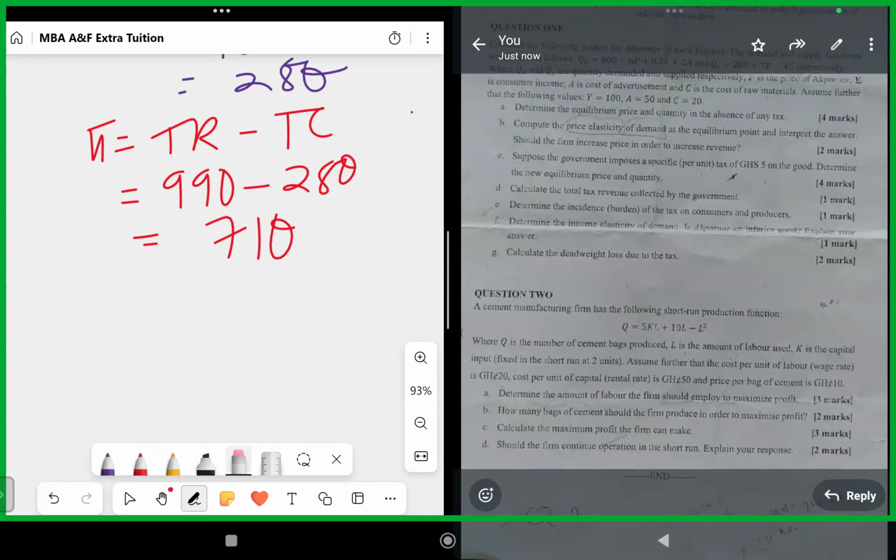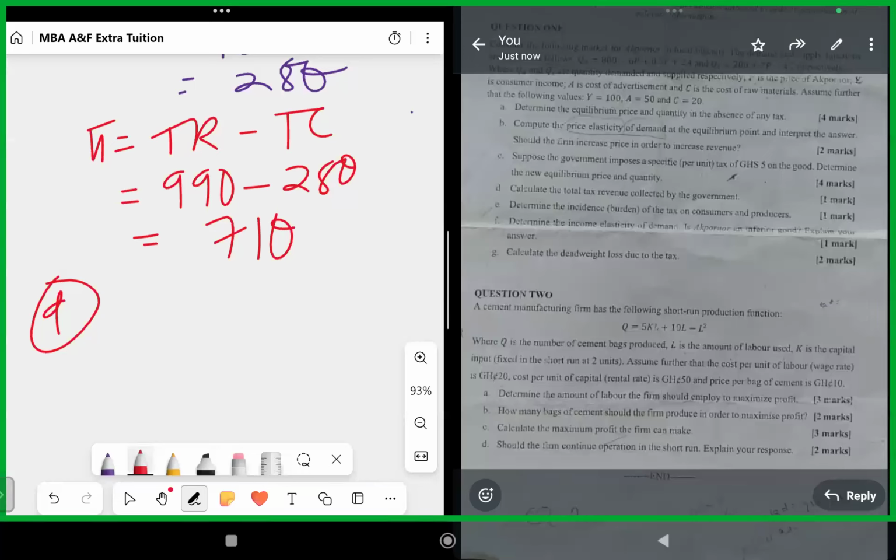All right. So D, should the firm continue operation in the short run? Explain your answer. Yes, because it has a maximum profit of 710 cedis, or it has enough revenue to cater for its costs. Are you getting it? Yeah. It has enough revenue to cater for its costs. In other words, it is profitable in the short run.